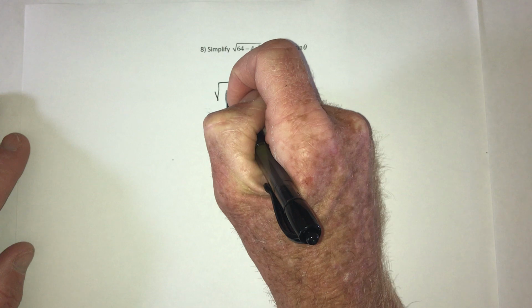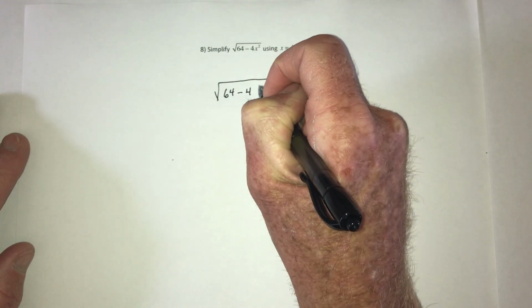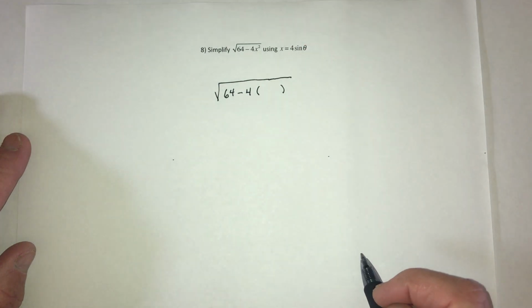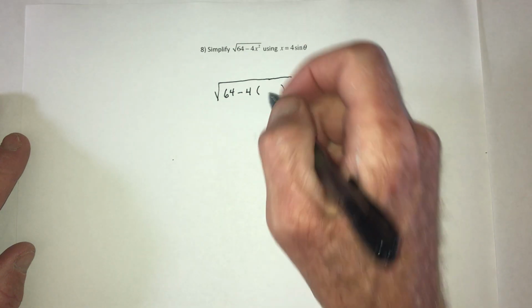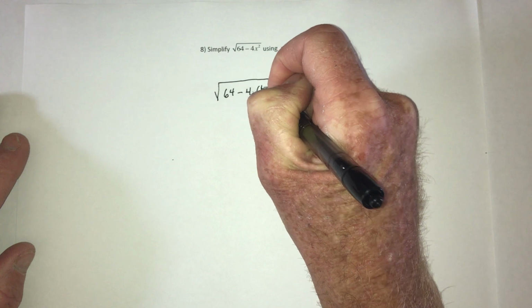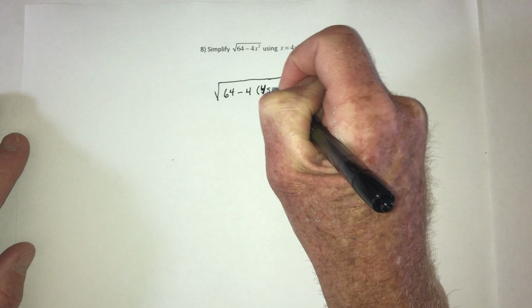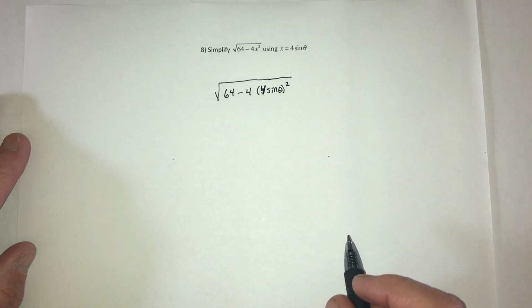So the original problem says square root of 64 minus 4 times x squared. And in place of x, we're going to be using 4 sine of theta. Oh, I forgot the 4. Let me just make that 4 in there. 4 sine of theta. And then it needs to be squared.